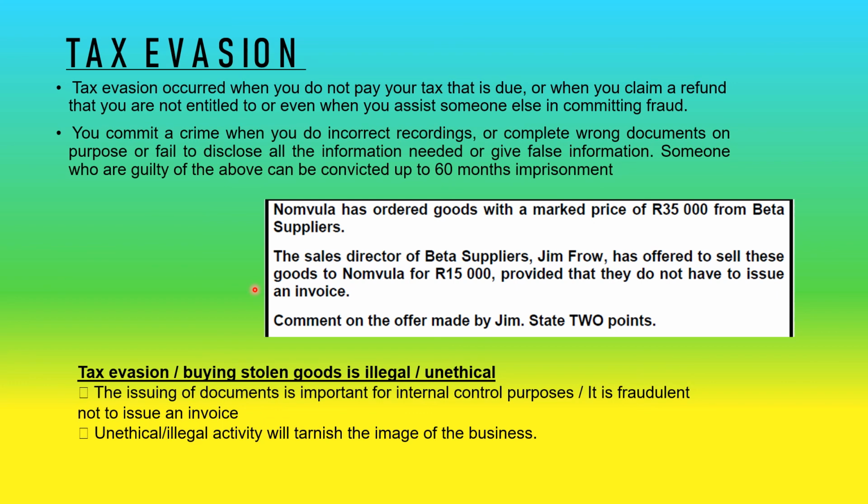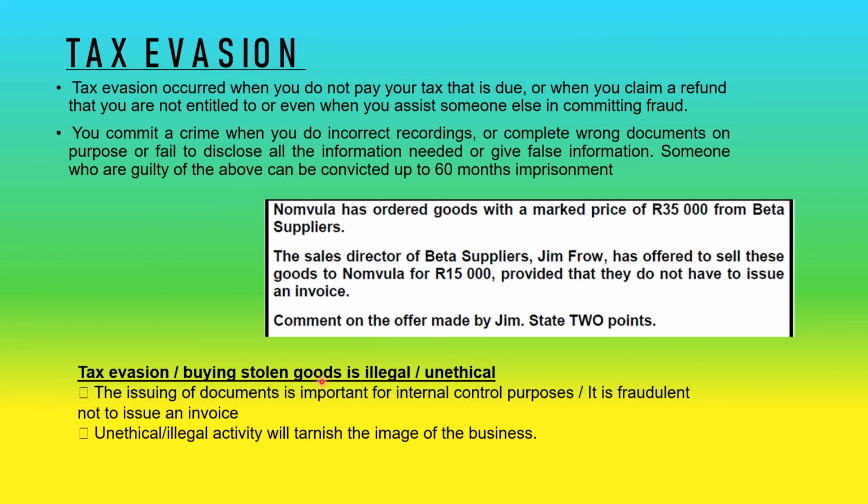In this example, we had Nomvalo has ordered goods with a marked price of 35,000 from Bata Suppliers. The sale director of Bata Suppliers has offered to sell these goods to Nomvalo for 15,000, provided they do not have to issue an invoice. Comment on the offer they made by Jim. State 2 points. So firstly, in this question, you are asked to comment on the offer. So you need to determine whether it is correct or not correct. No, it's completely wrong. It's completely illegal for us to do that. And that's the one thing you have to mention. So you have to make a decision about it. Now, why is it wrong?